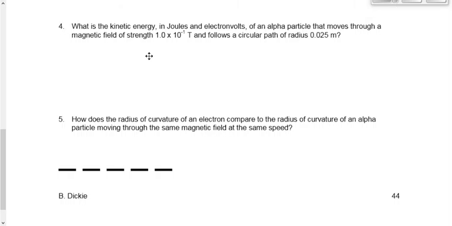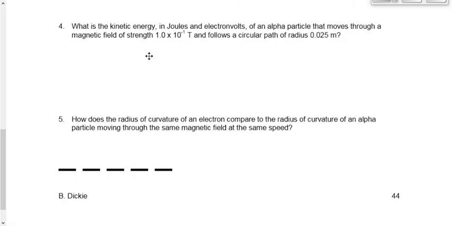So our homework that we had this weekend was question number 5 on worksheet number 12. We're going to take a look at that now. It says, how does the radius of curvature of an electron compare to the radius of curvature of an alpha particle? A little bit of a typo here. What we really should have said is the radius of curvature of an electron's path compared to the radius of curvature of an alpha particle's path.